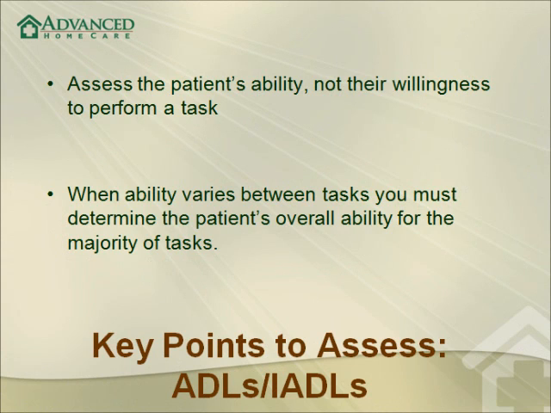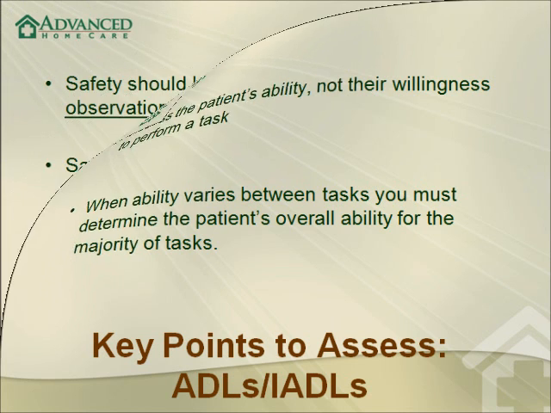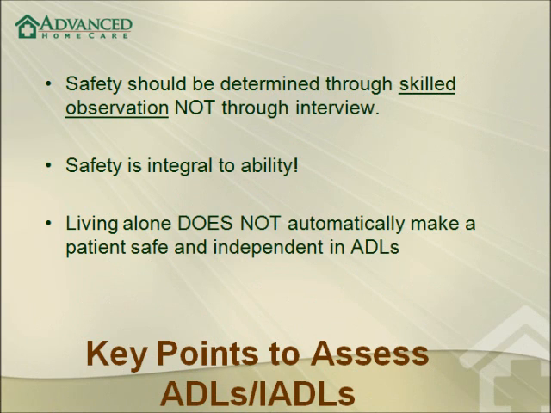Key points to assess ADLs and IADLs. Assess the patient's ability, not their willingness to perform a task. When ability varies between tasks, you must determine the patient's overall ability for the majority of tasks. Safety should be determined through skilled observation, not through interview.